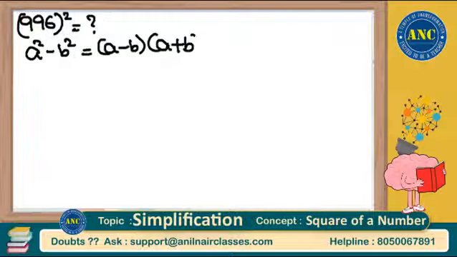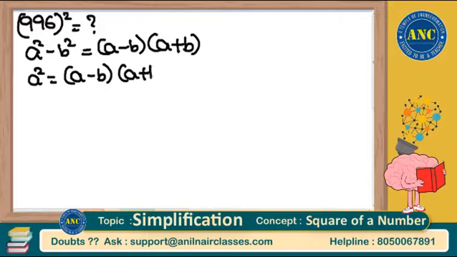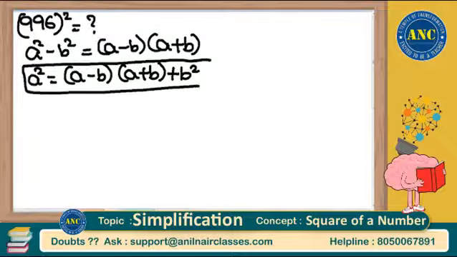Just listen carefully, sir. I will make you solve without using a pen in 2 minutes. A square can be written as a minus b into a plus b. Minus b square, if it comes to the right hand side, becomes plus b square, right?